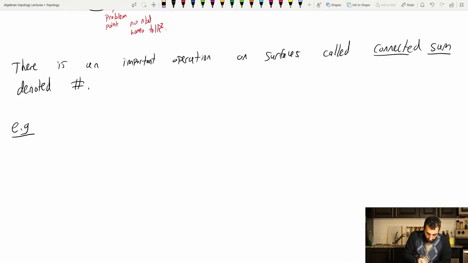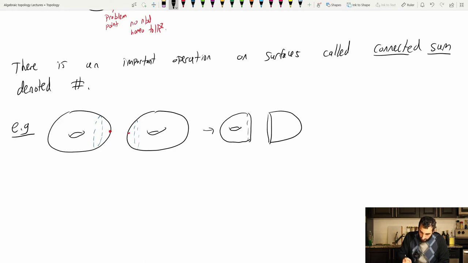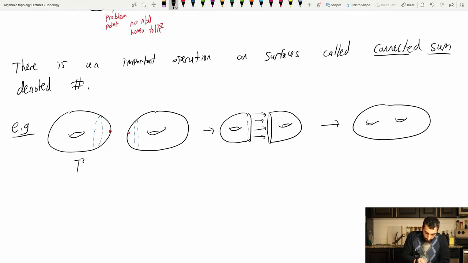So here is a torus, and here's a point on the torus, and that's a little neighborhood homeomorphic to R2. And I can take another torus, and here's another point and another neighborhood locally homeomorphic to R2. And I can cut both of these out. So I get these tori, but with little boundary pieces here. And now you can see that these boundaries are homeomorphic. And so if I glue them together, what I get is a genus 2 surface. So this was T2, this was T2, here's T2 minus D2. And this is T2 connect sum T2.